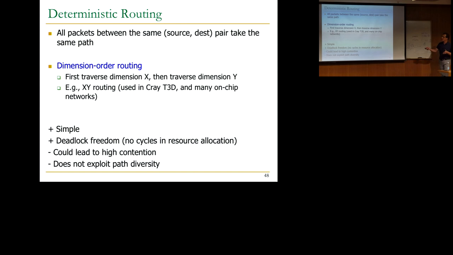Okay, so the downside of dimension order routing is that if you have a mesh network, it really doesn't exploit the path diversity of the mesh, right? Mesh actually has many connections from this node to this node, but you're only exploiting one. That's it, and you're very strict about it. So it could lead to high contention as a result of this, because it doesn't exploit path diversity.